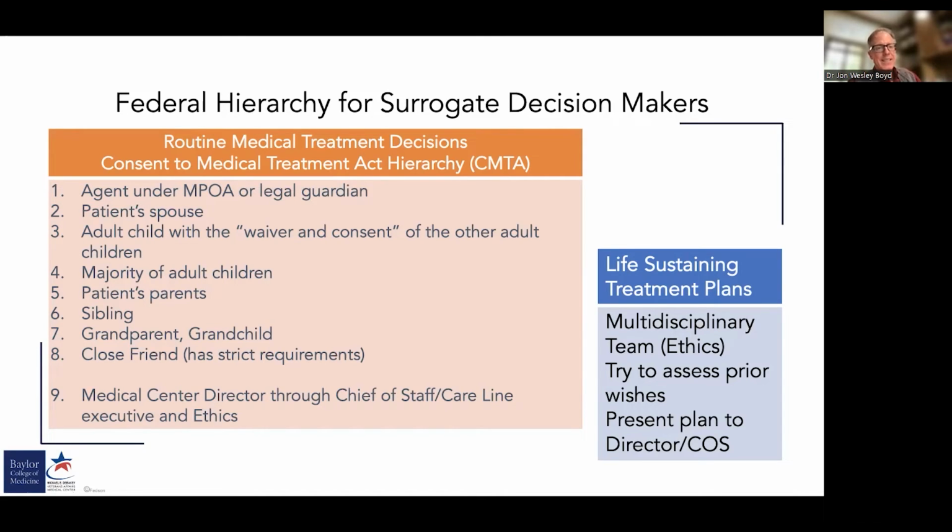If the person doesn't have either medical power of attorney or legal guardian, then the next person in line is the patient's spouse. Remember what I said earlier, that sometimes law and ethics disagree. Well, get a load of this.